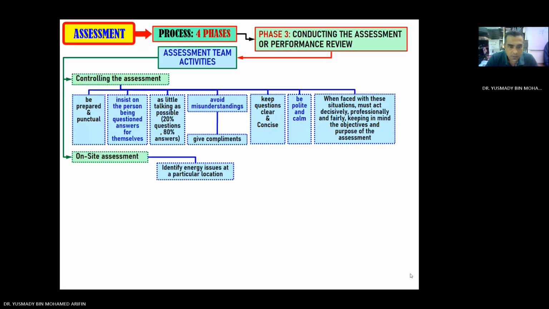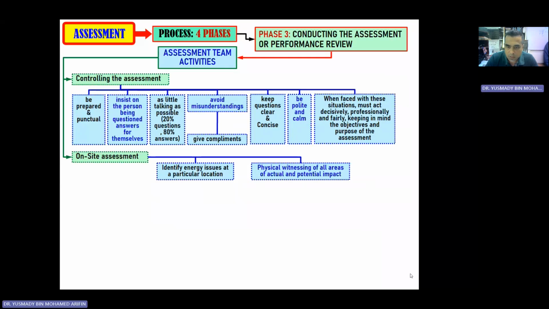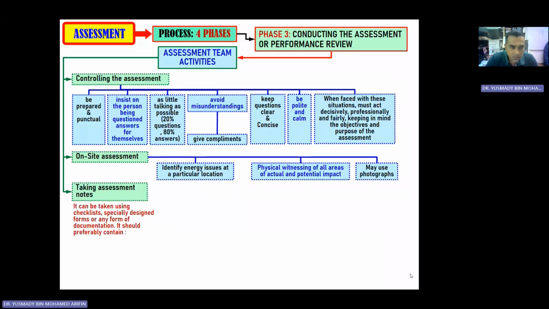On-site assessment needs to identify energy issues at a particular location. Need to consider the physical weaknesses of all areas, of actual and also potential impact. And also, the assessor may use photographs to make their assessment. In terms of taking assessment notes, it can be taken using a checklist, specially designed form, or any form of documentation.